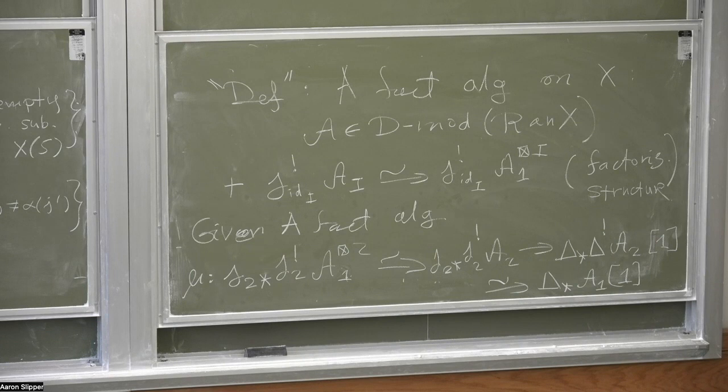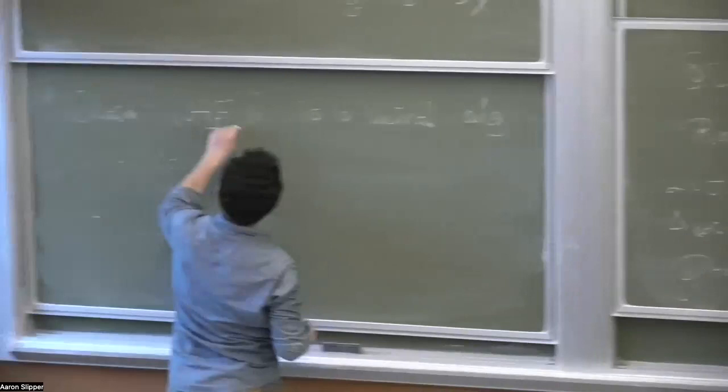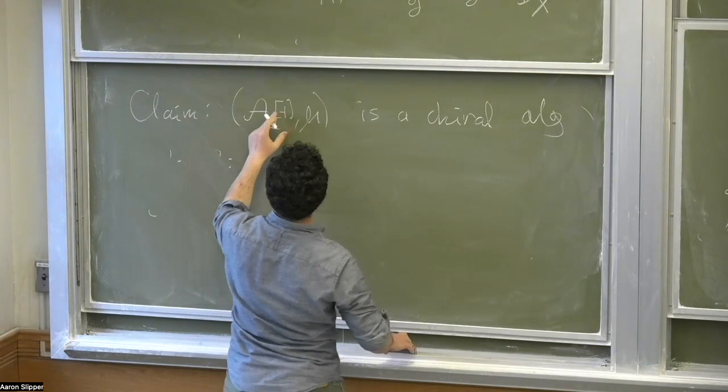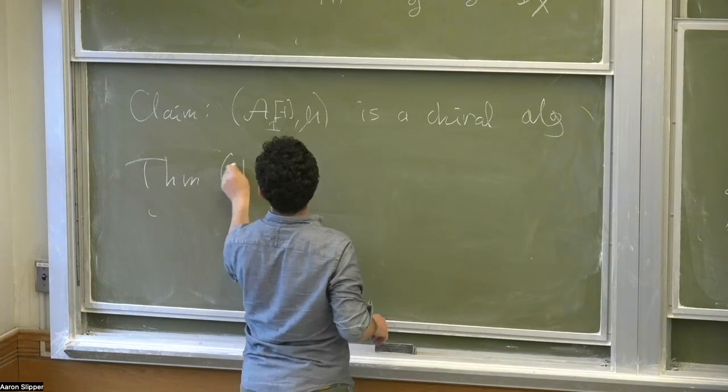I'll just say page. But algebra. Omega is a factorization algebra, Omega shifted by minus one. So A shifted by minus one is a chiral algebra, as theorized by Beilinson and Drinfeld.